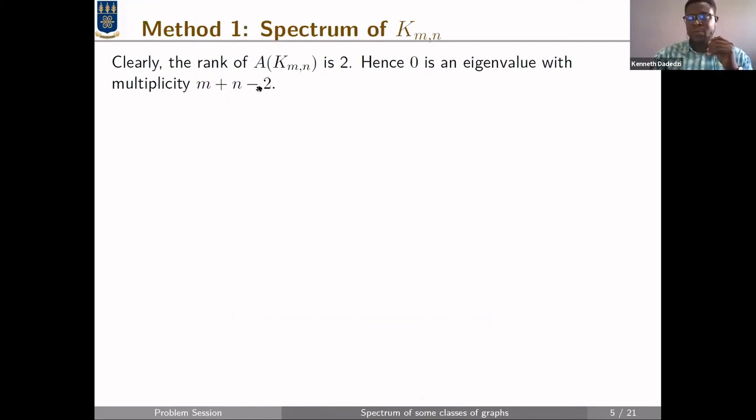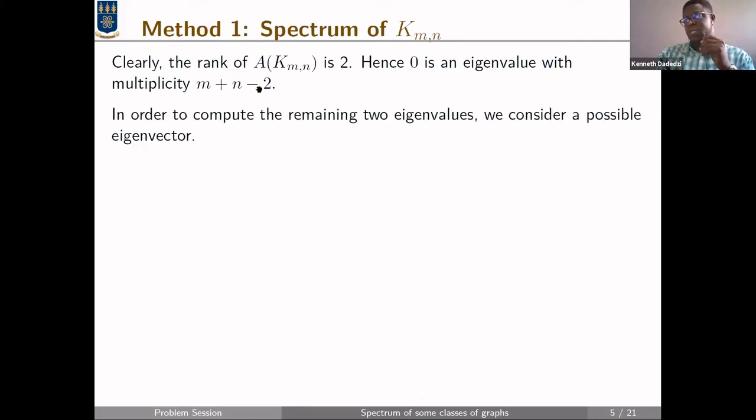So we find that most of the eigenvalues are zeros. Then we are left with 2 more eigenvalues to compute. So how do you compute them? To compute the remaining eigenvalues, we first consider the eigenvectors and define them in such a way that can help us. That's another method people mostly employ.